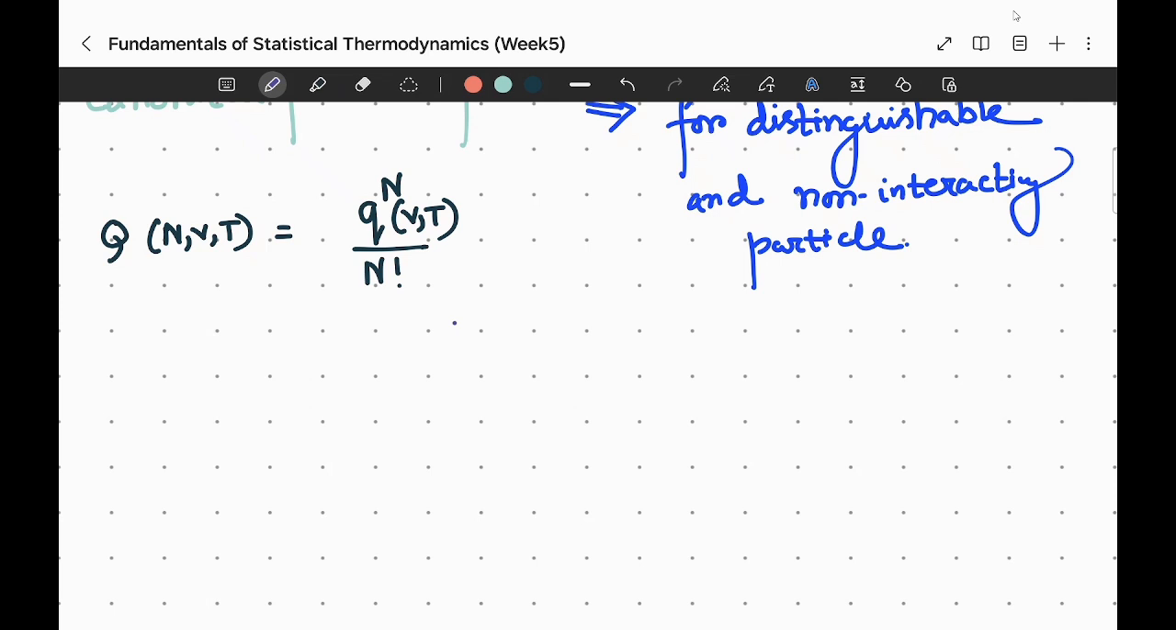I have already said that in one lecture, I think. Because you know that for the molecular partition function, the total partition function will be q translational times q vibrational times q rotational times q electronic, q nuclear, all, right?